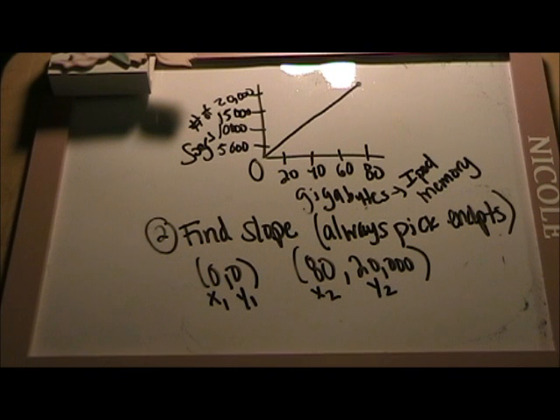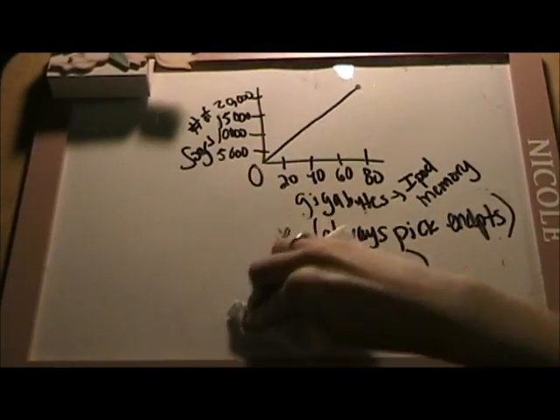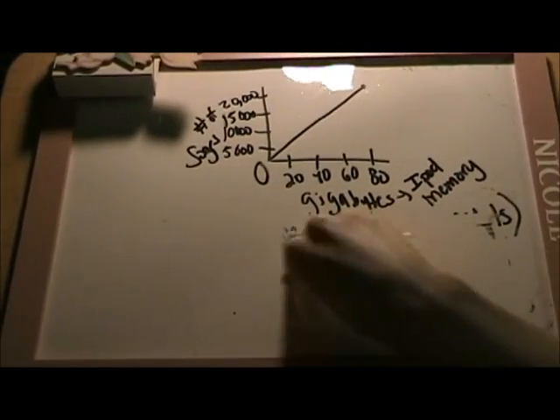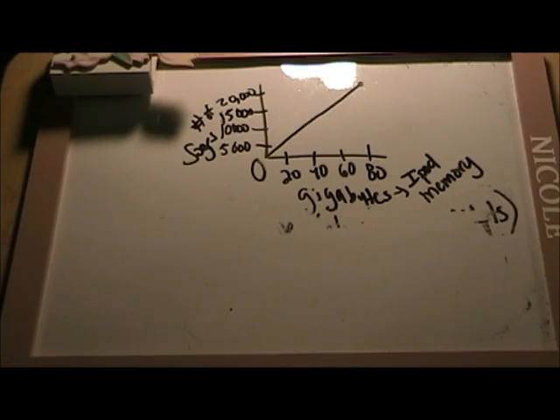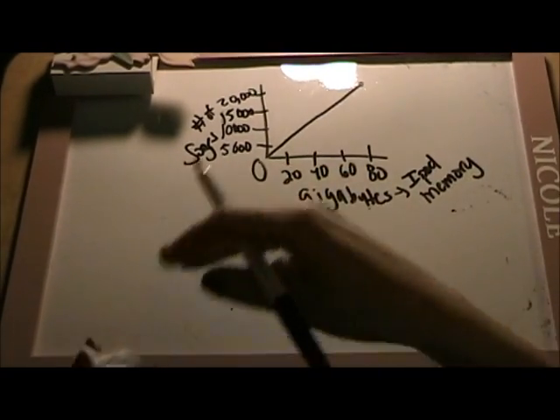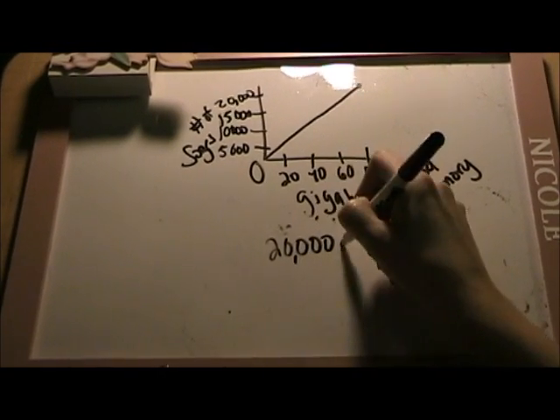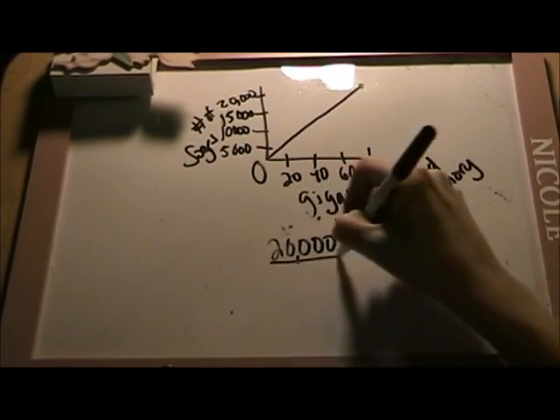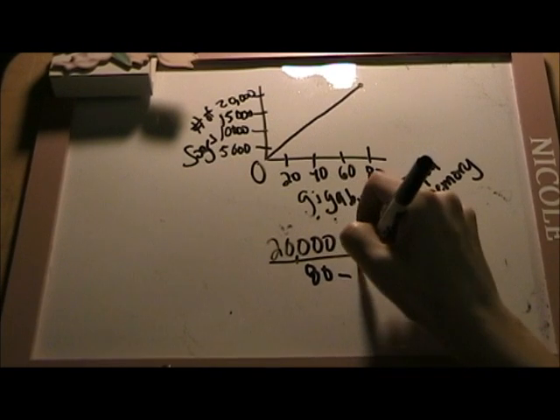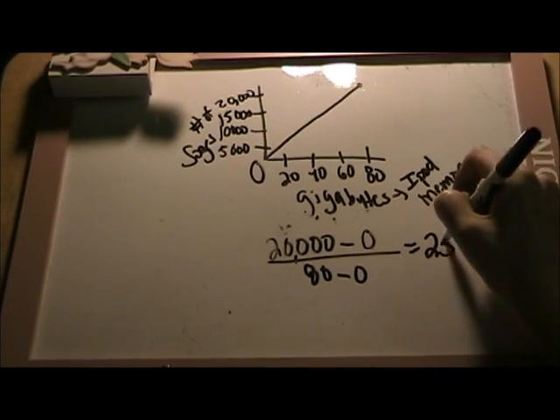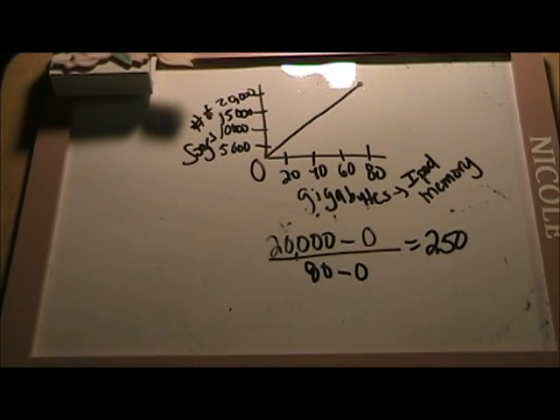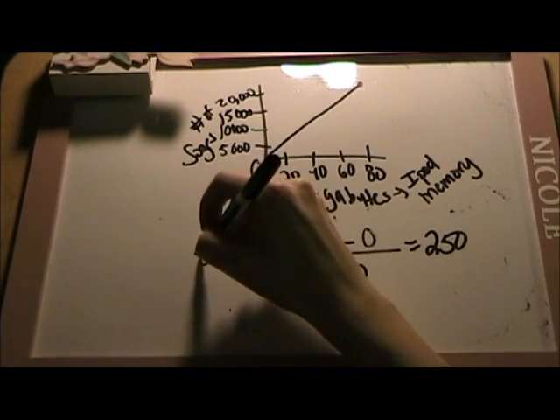So when we plug this in to the slope formula, I'm running out of room, so I'm going to have to erase this. But we denoted y2 to be 20,000 minus 0 over 80 minus 0, and that comes out to be 250. So that's our slope.